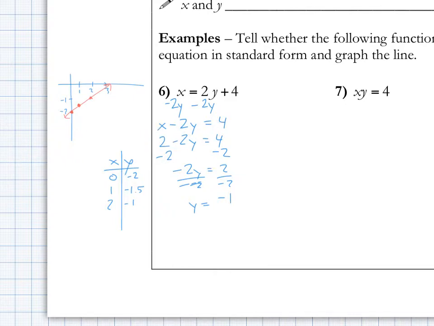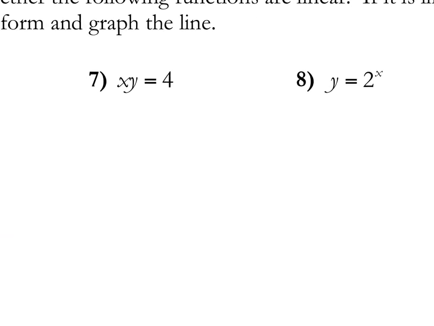Okay, number 7. Is it linear? No, not linear. And think about why. Not linear because x and y are multiplied.